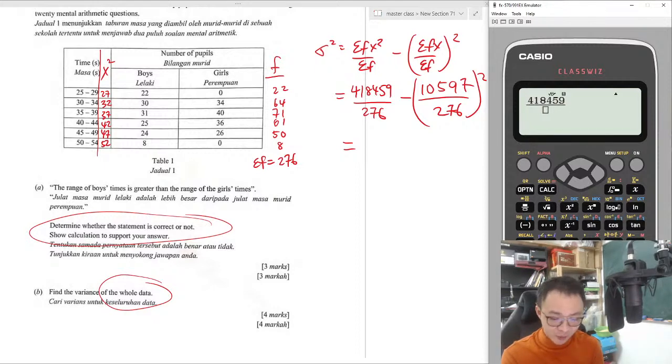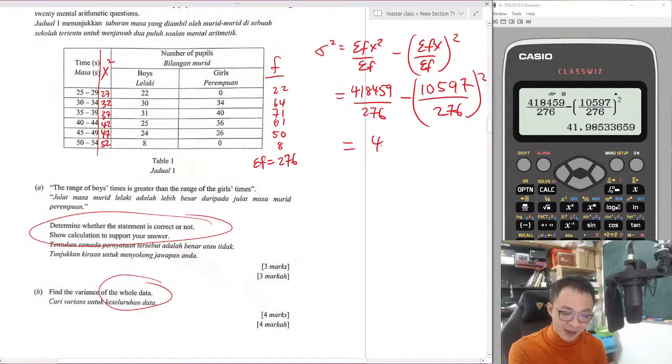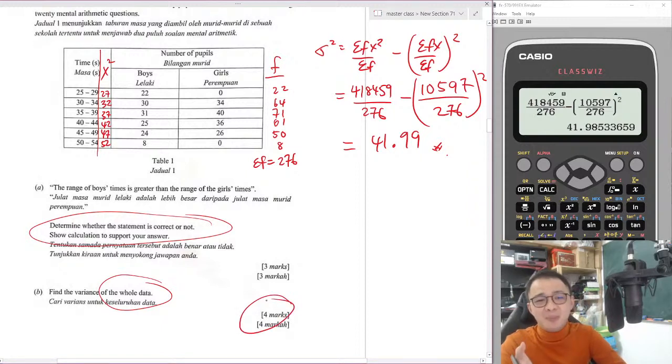418459 over 276 minus bracket 10597 over 276 square. Alright, so yeah, I will get 41.99. Okay, so yeah, this 4 mark I will not say it's very hard, but then you kind of need to type carefully.